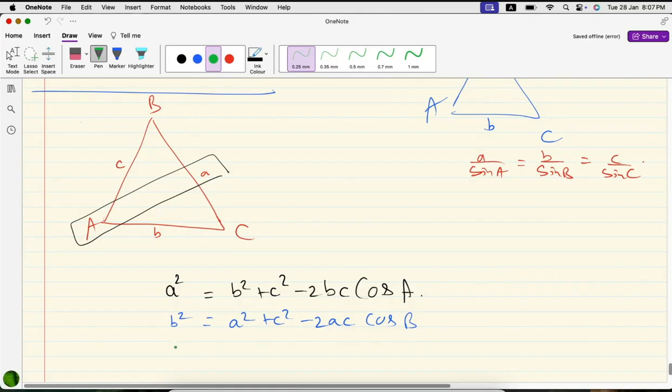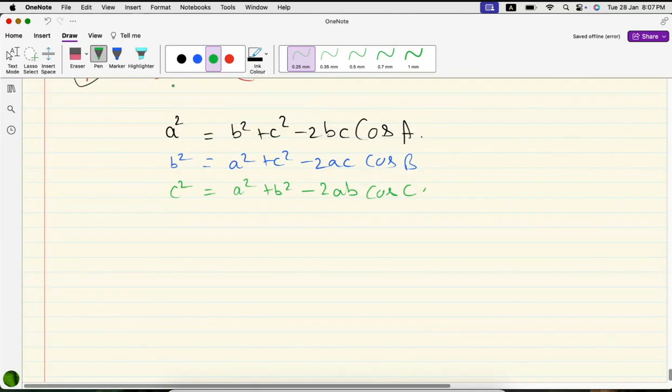Try it and dictate me the third one. c square is equals to a square plus b square minus 2ab cos C. Cos C, correct.